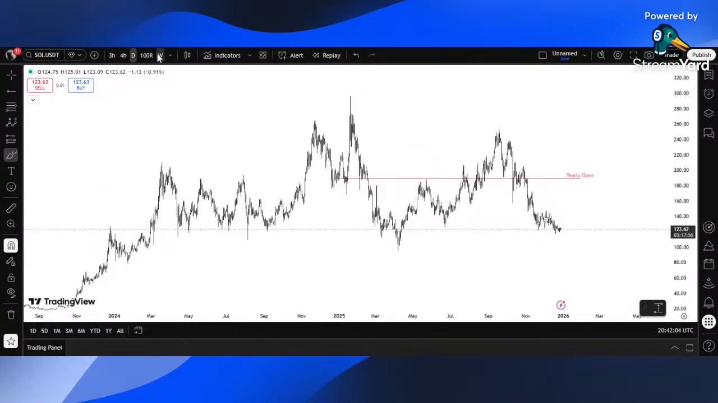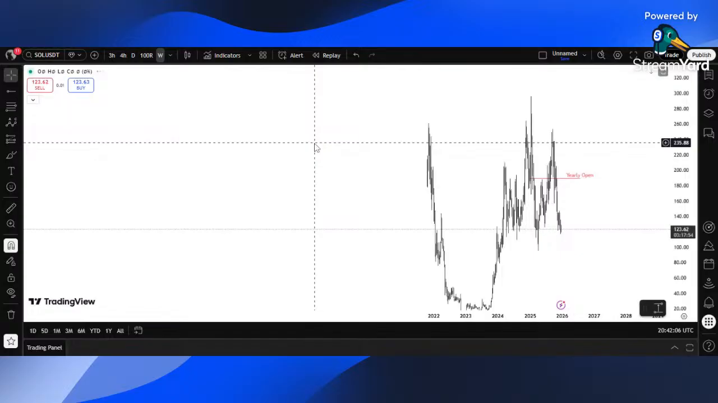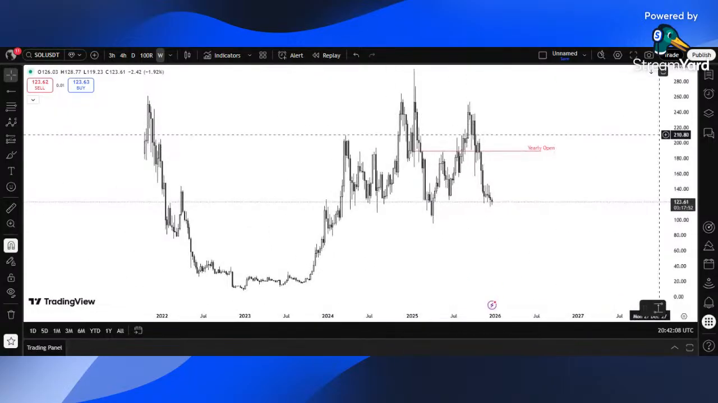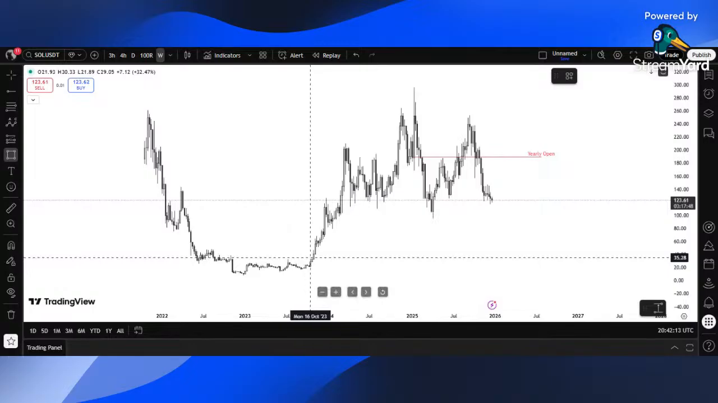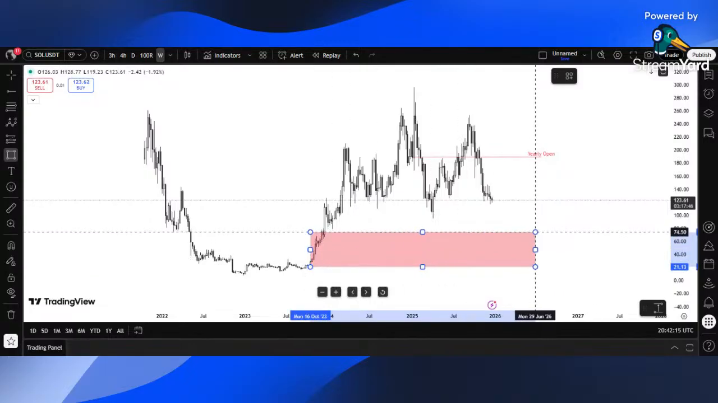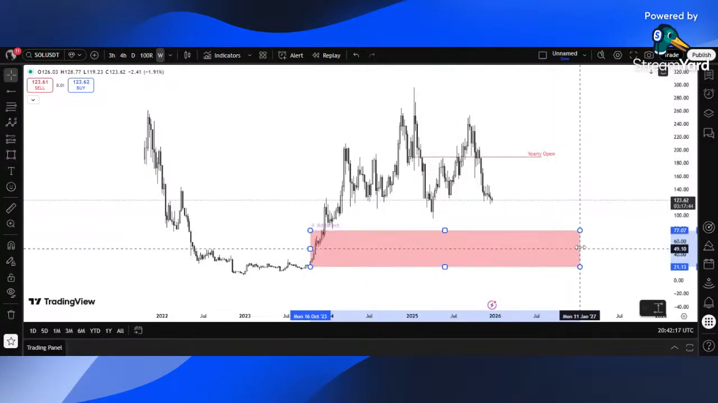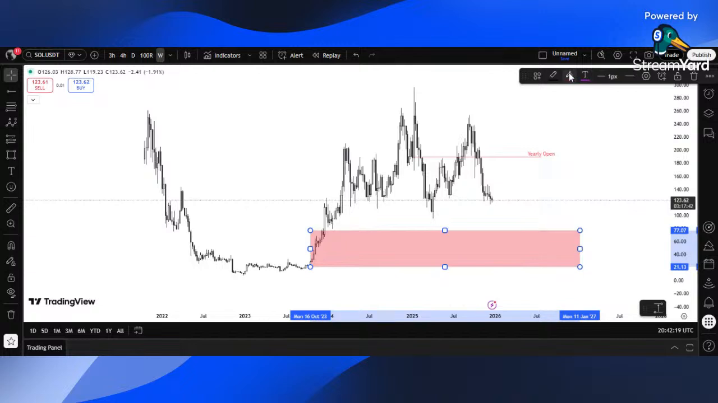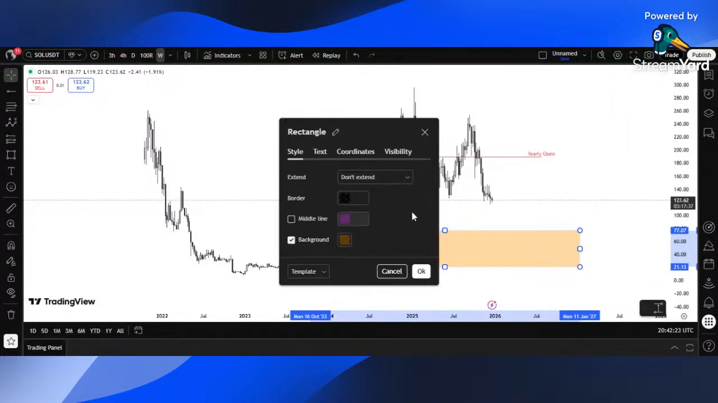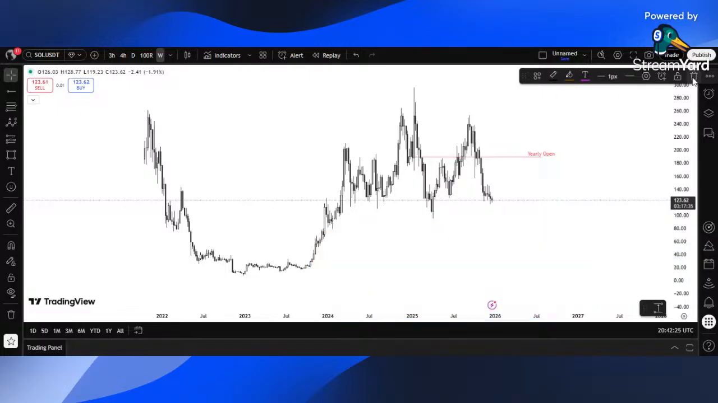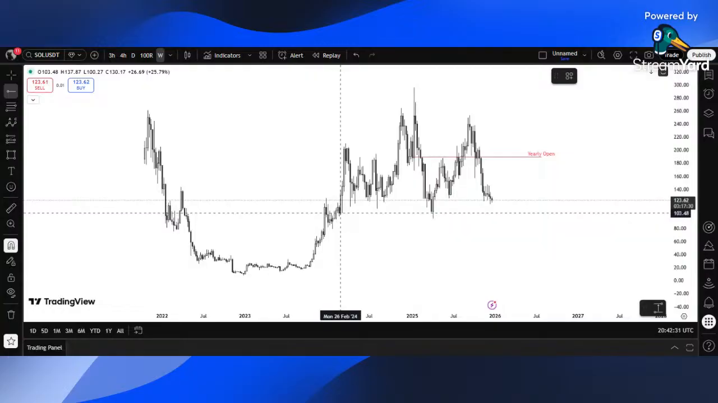Now, guys, let's get to the weekly time frame on Solana. Solana has a huge imbalance here. This is the imbalance which I will consider on Solana, which is not filled yet. If the cartels go after this, they can definitely dump it all the way up to that zone.